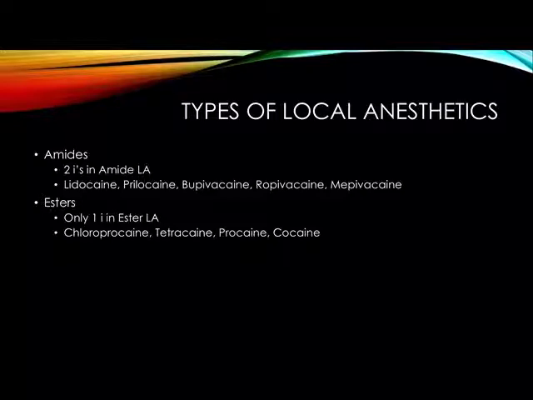Following up on that, your two basic kinds of local anesthetics are your amides and your esters. The amides will always have two I's in them. Lidocaine, prilocaine, bupivacaine, ropivacaine, and mepivacaine are a few of the most common. With the esters, those will only have one I in the name of the local anesthetic. So chloroprocaine, tetracaine, procaine, cocaine, one I in all of those.